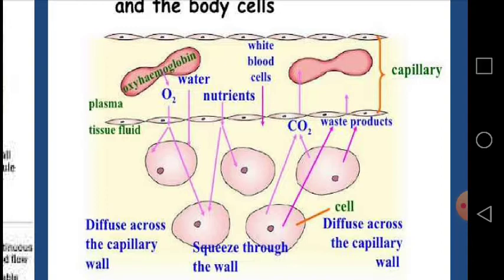In this way the exchange of material is done between the capillary and the body tissues, and diffusion is the process which mainly helps the whole process.